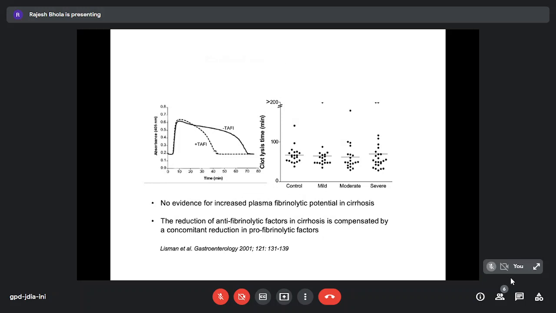So with this, when we look into the fibrinolytic potential of the cirrhotic patients, as you can see, the TAFI level is more, and the fibrinolysis, which is measured by your euglobulin lysis time or clot lysis time, is almost similar between control, mild, moderate and severe disease.